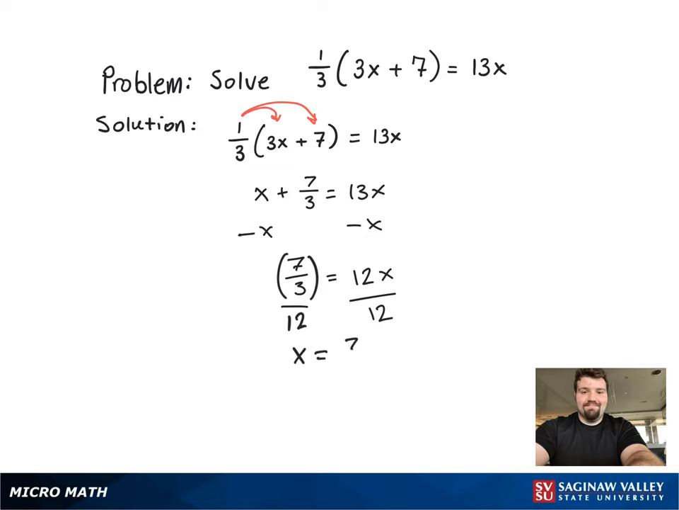Now we have a fraction divided by another fraction, which is the same thing as multiplying by the reciprocal. So that's what we're going to do. Now that we've switched it to multiplication, we can just multiply straight across. And no simplification possible, that's going to be the answer.